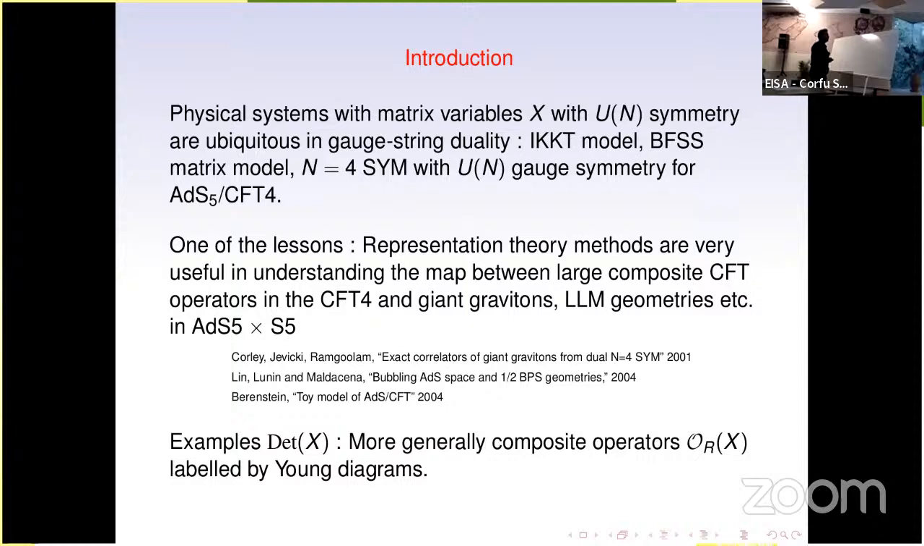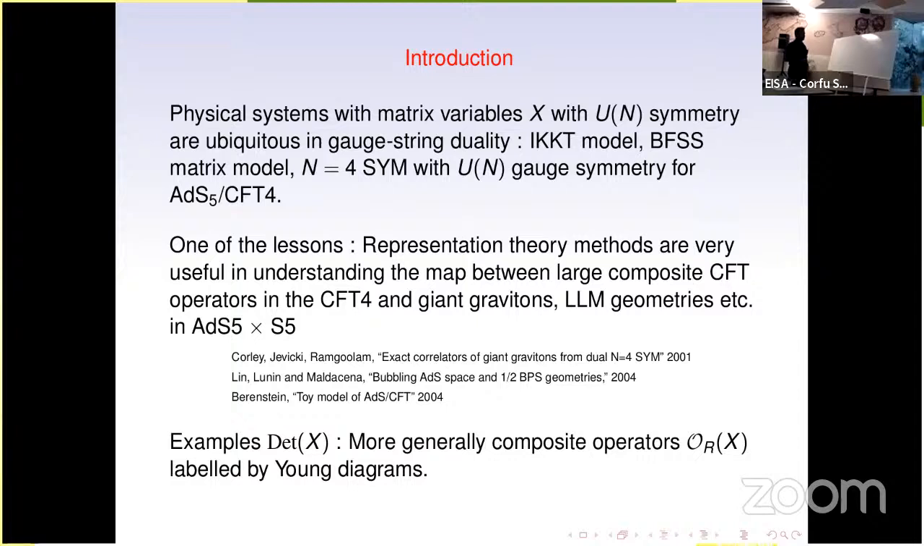One of the lessons over the last several years, maybe 20 years, is that representation theory methods are very useful in understanding AdS5/CFT4, in particular understanding large composite CFT operators in the CFT. You just have some elementary fields and you want to take polynomial functions of them. Because of U(N), you have U(N) invariant polynomial functions of interest. When the degrees of these polynomials become large, these invariant functions and the corresponding operators in the CFT are related to interesting things like giant gravitons, which are a kind of brane in AdS, and LLM geometries, which are a class of solutions to Einstein supergravity equations in AdS5 × S5 with asymptotics of AdS5 × S5.